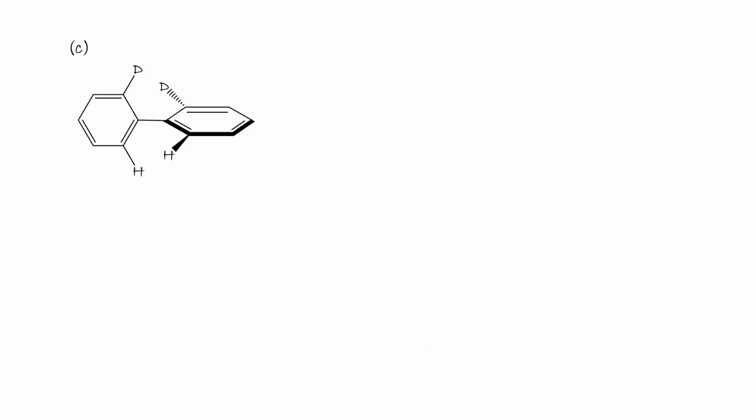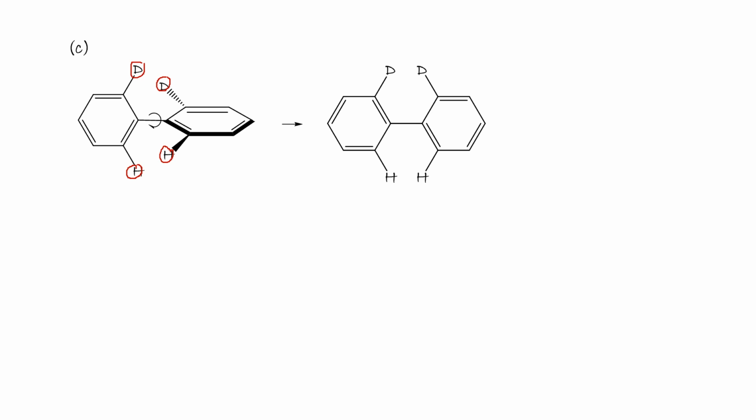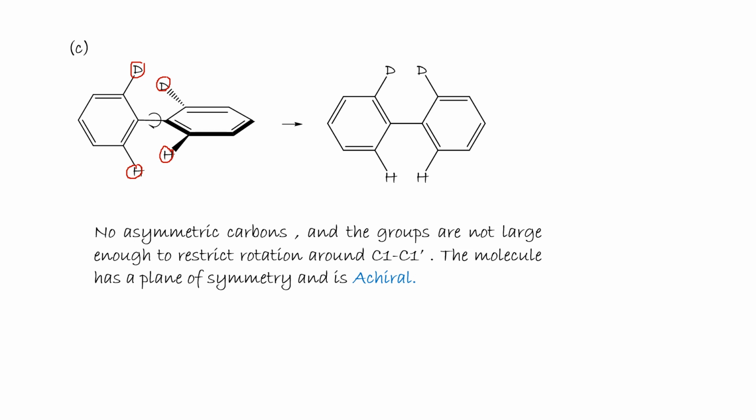In this molecule, the substituents are small. So we are expecting rotation around this carbon-carbon bond C1 prime, and this molecule can at any time be a planar molecule and have a plane of symmetry. There is no asymmetric carbon, and the groups are not large enough to restrict rotation around C1 prime. The molecule has a plane of symmetry and it is an achiral molecule.